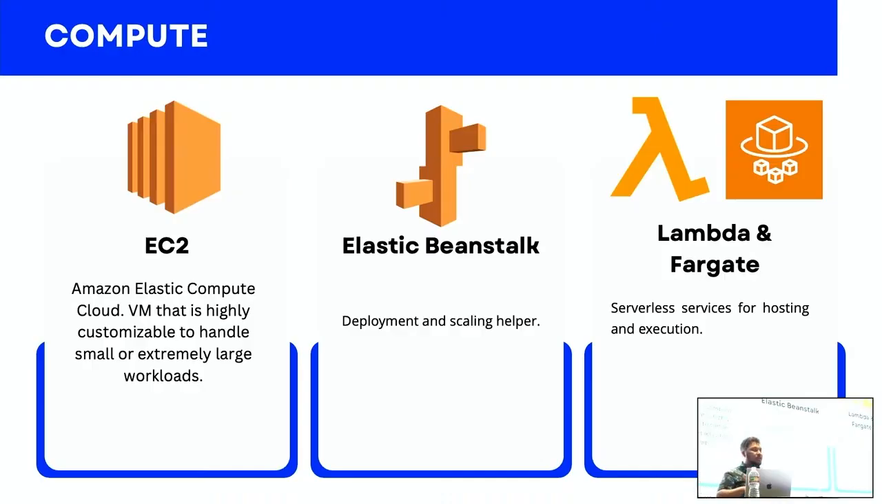What Elastic Beanstalk does well is it is a space to deploy your backend services that are written in Java, .NET, Python, PHP, Ruby, Go, and even some containers like Docker and Kubernetes.